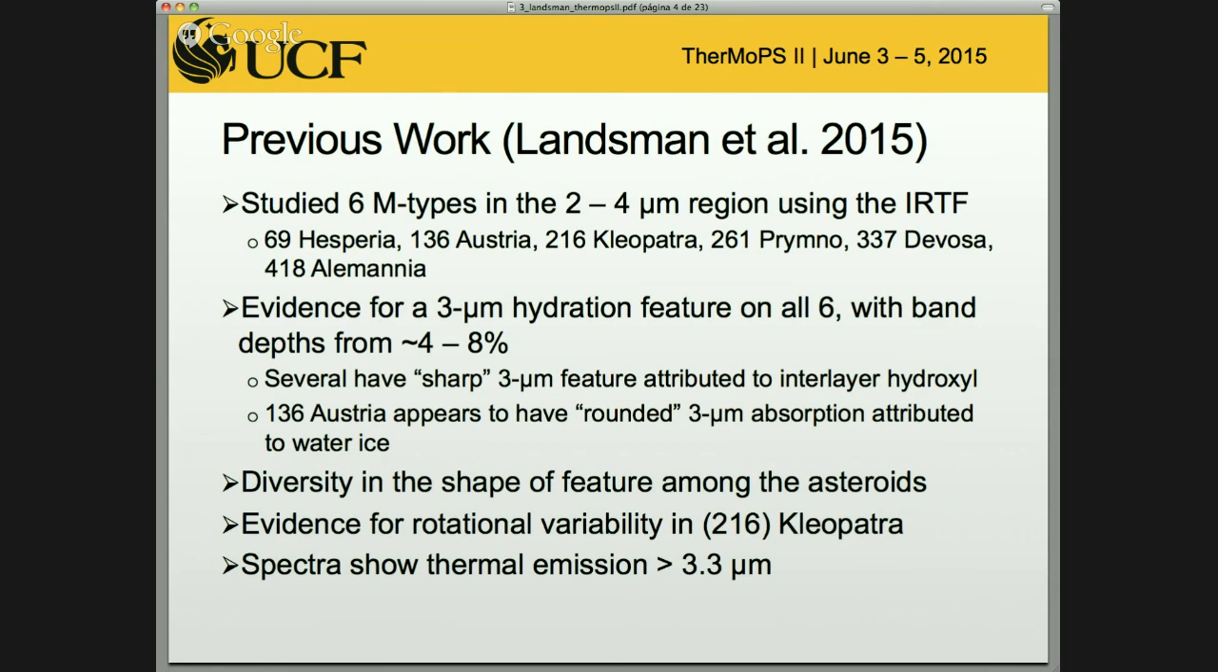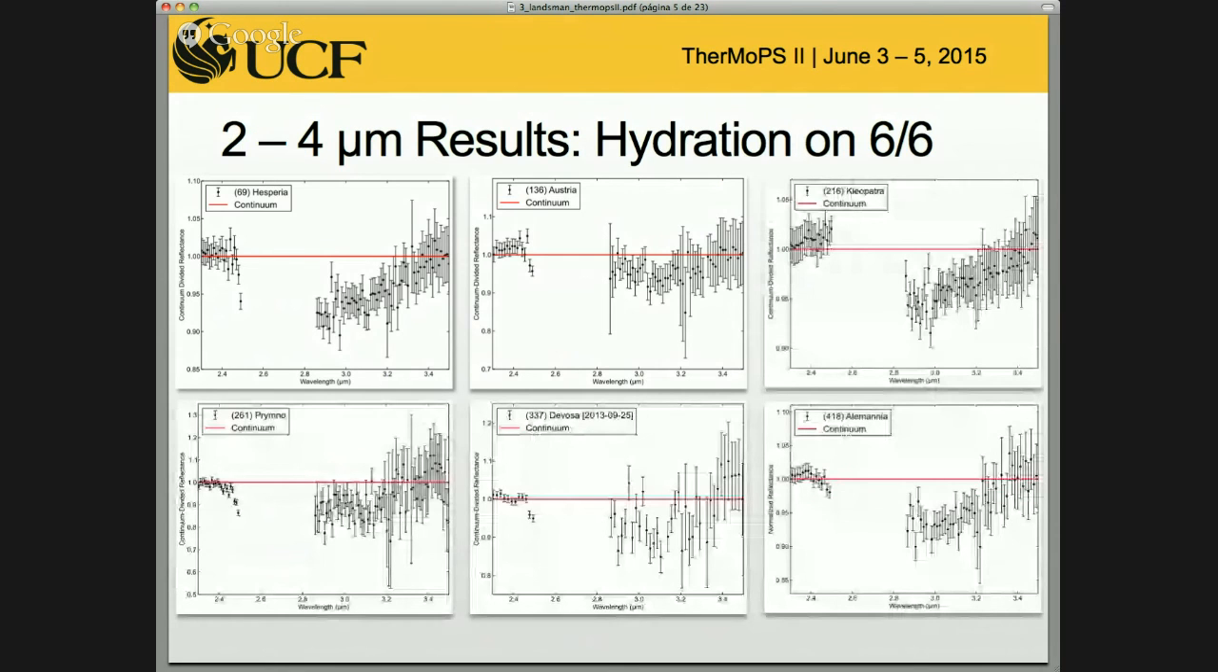We also see evidence for rotational variability in asteroid 216 Cleopatra, which is one that everybody likes to talk about because it's very strange looking, well-studied asteroid. And then these spectra do show thermal emission longward of 3.3 microns that we investigated a bit as well. So these are our spectra from the initial study, zoomed in on the 3 micron feature.